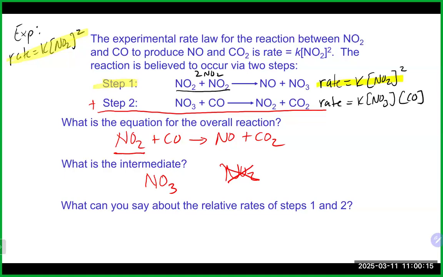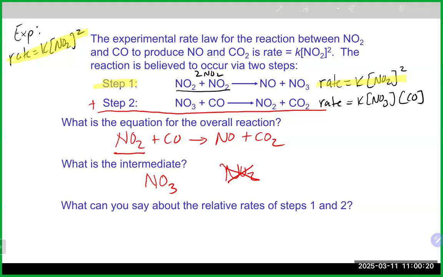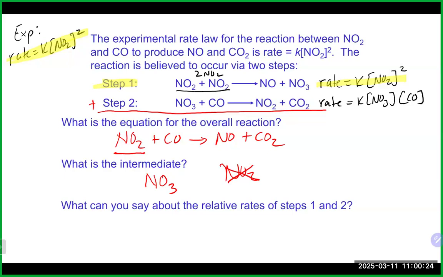Because they have a matching rate law, we know that step one in this mechanism is the slow step. This is the rate determining step, the slow step in this mechanism. By knowing that, we know that step one should be slower than step two. Step two should definitely be faster. Any questions on that?